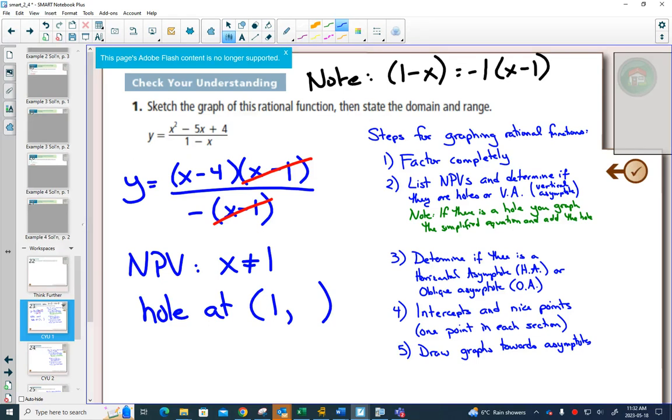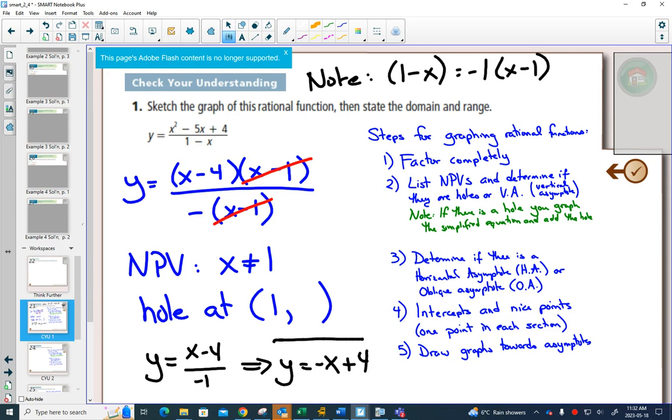And this too is just some practice with simplifying. What am I left with? My new equation, I'll write it in black here. I have an x minus 4 on the top, but I'm still left with that negative. If the only thing you have left on the bottom is a negative, that would be a negative 1. And I'm going to take that equation and divide everything by that negative 1, so I would get negative x plus 4.